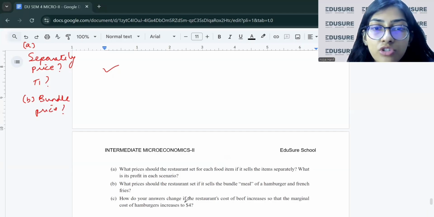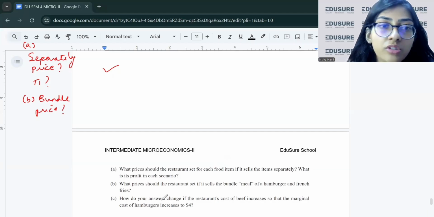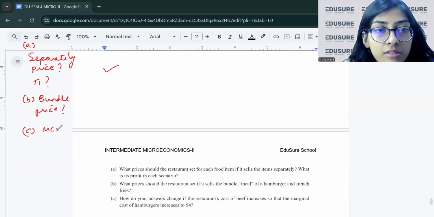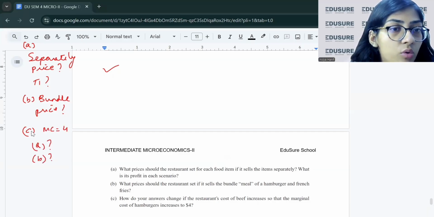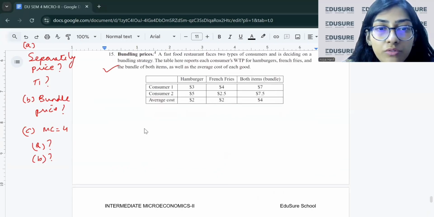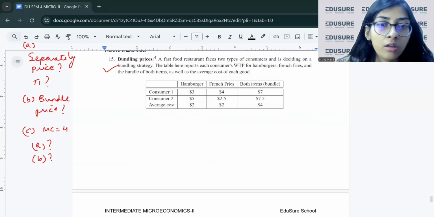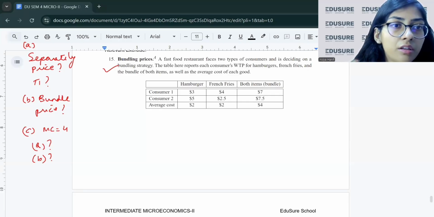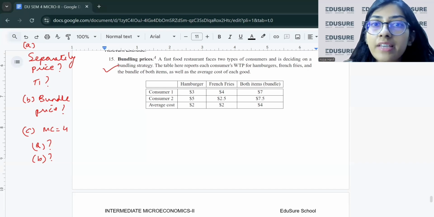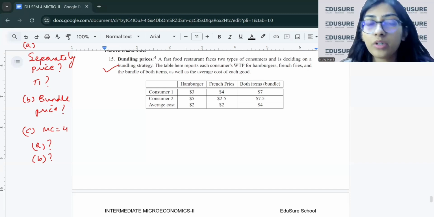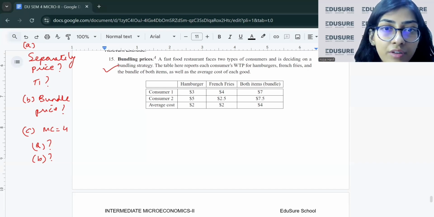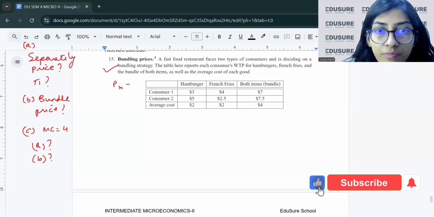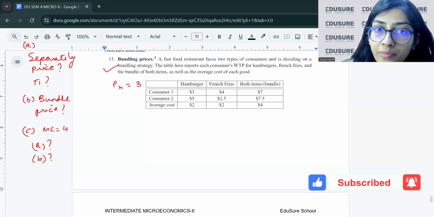Okay, and how do your answers change if the restaurant's cost of beef increases so that the marginal cost increases to 4? Okay, तो C में MC is equal to 4, and what is now part A and what is part B? ये हमने लिख दिया यहाँ पे, and we can go back to the table to be able to solve this question. Okay. ठीक है. Okay, so now step 1, first we have to decide the price for hamburger. Okay, पहले हम hamburger का price decide कर रहे हैं. तो if यहाँ पे अगर PH is equal to 3, okay, both will buy, right?